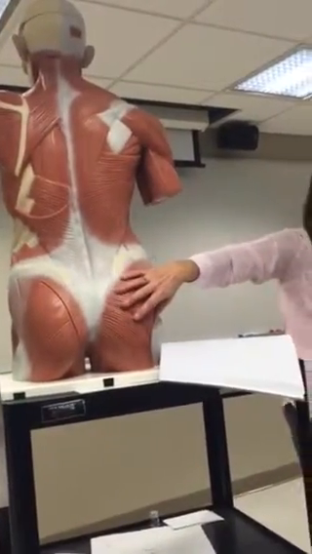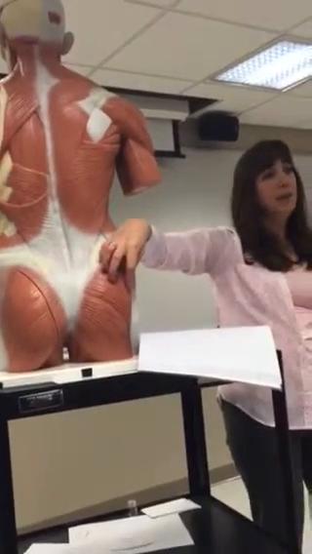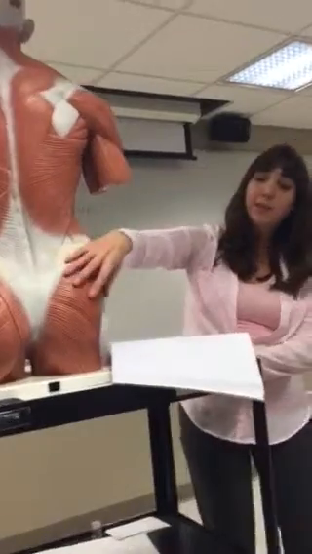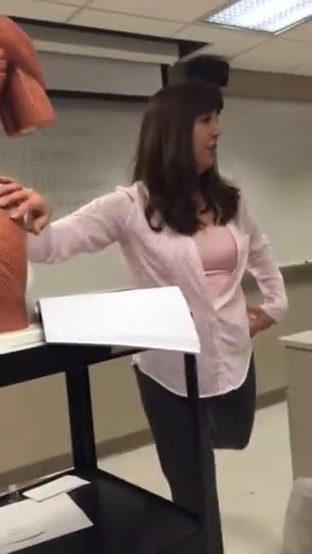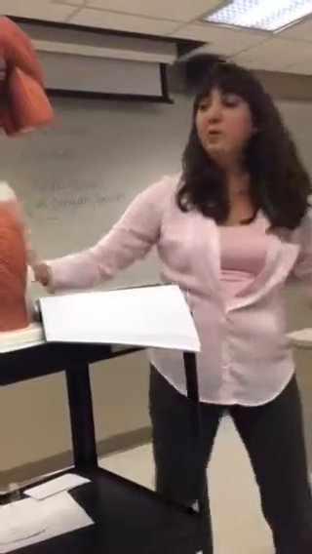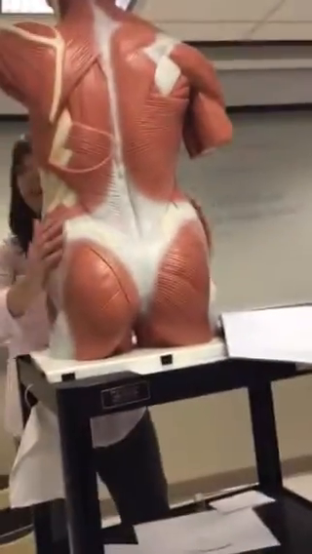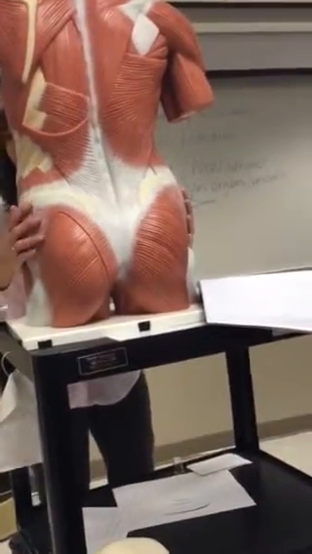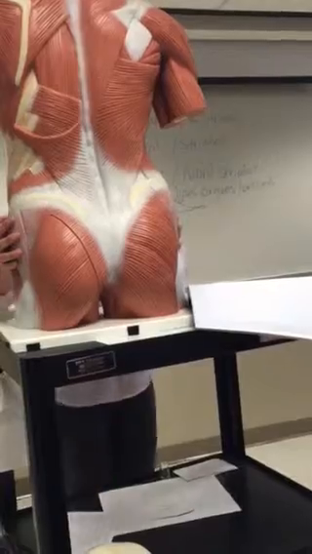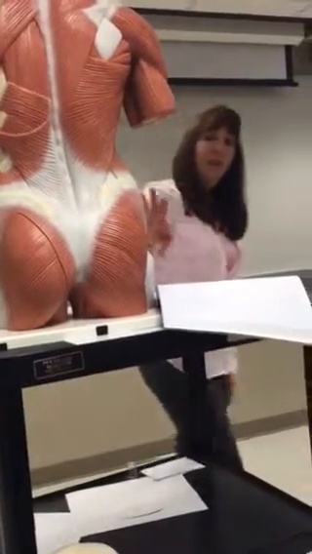Gluteus maximus is back here. So which way is it going to go? Back. So think about it. If it's there, where's it going to go? So that's extension. The gluteus medius are on the sides. They're on the sides. So which way are they going to go? Abduction, to the sides.